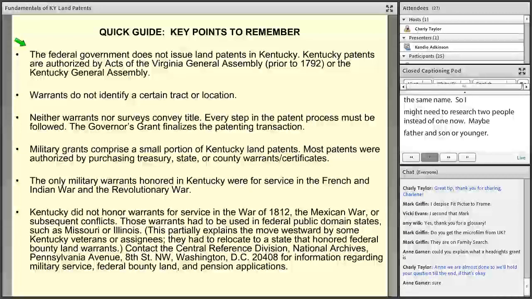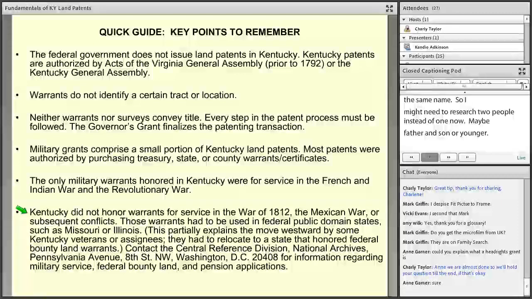Warrants do not identify a particular tract or location of a tract. They just allow you to proceed with the second step, filing the entry. Every step has to be followed closely. Then you get this governor's grant, that's the one that finalizes the patenting transaction. Some people call that the patent deed. Military grants are a small part of our holdings. We have the French and Indian War warrants, Lord Dunmore War warrants, and Revolutionary, but we do not have any warrants for service in the War of 1812.